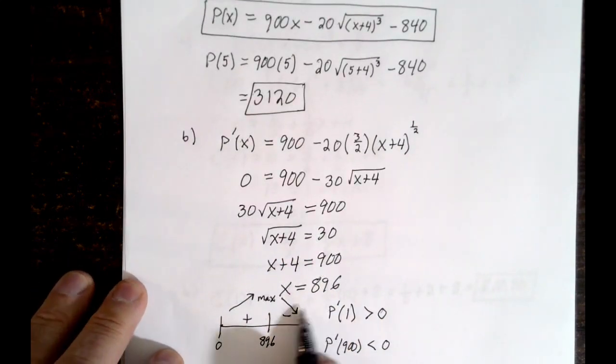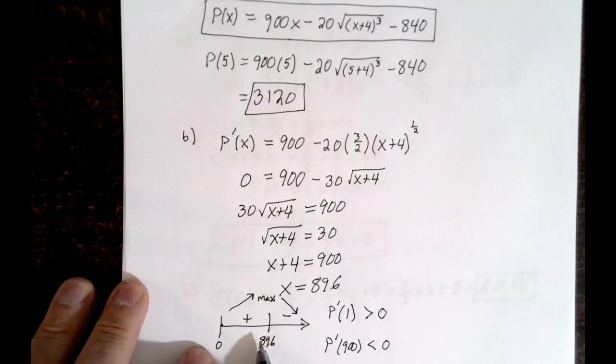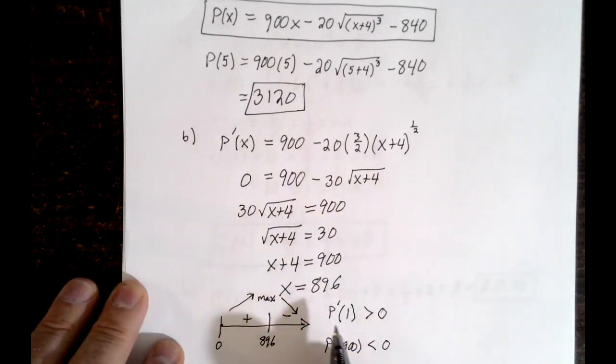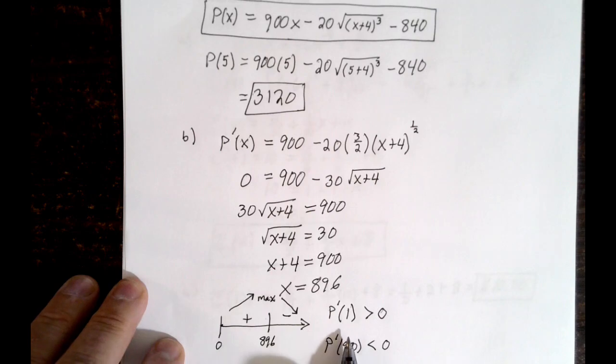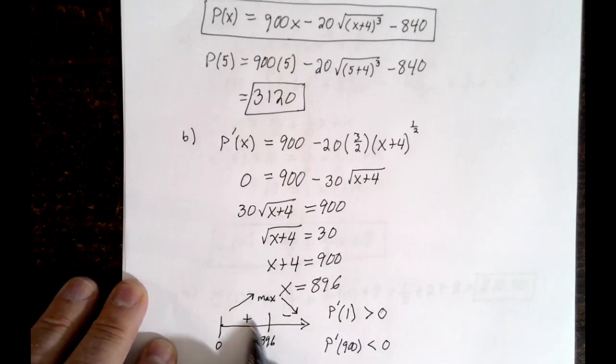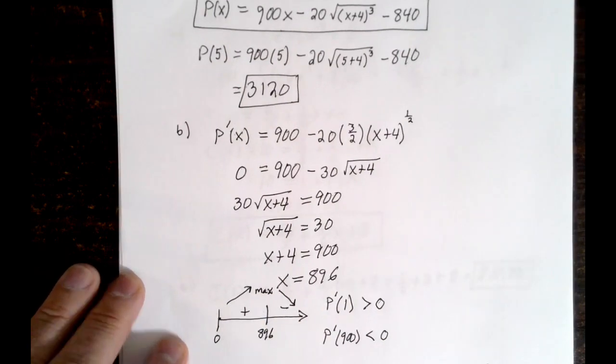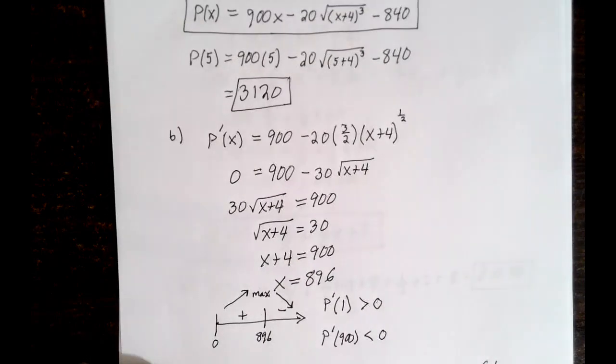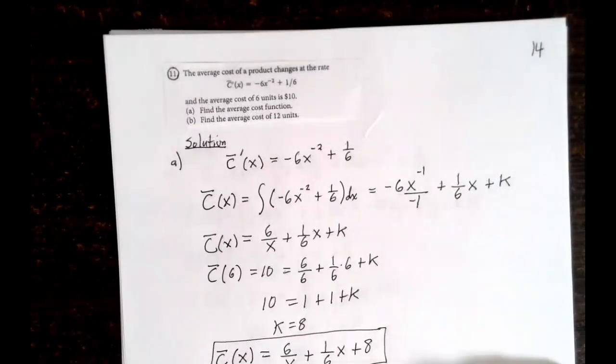Now how do we show that that's actually a maximum? Well, we check using a sign diagram. I could have used the second derivative test, but I used a sign diagram here. So I plugged in a number in here, namely 1. I plug a number in here, 900, and I got plus minus, so that is a maximum. So 896 units will maximize your profit.